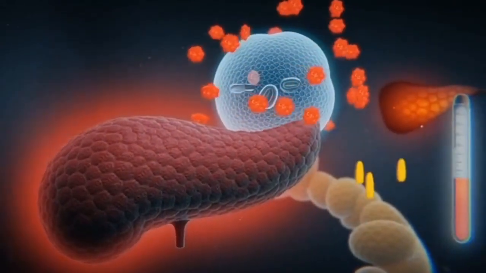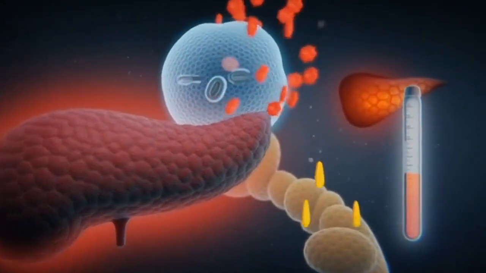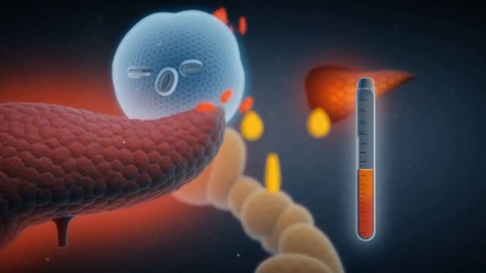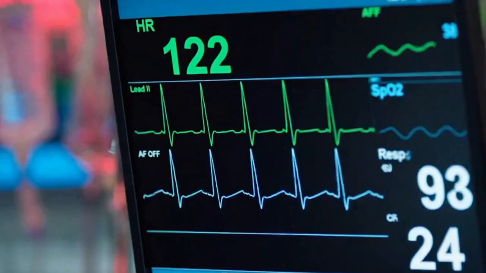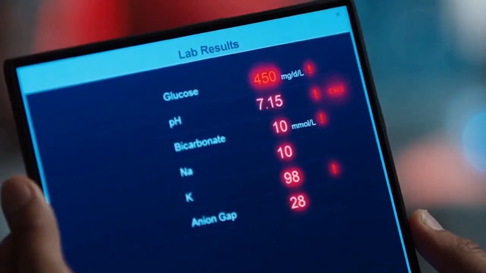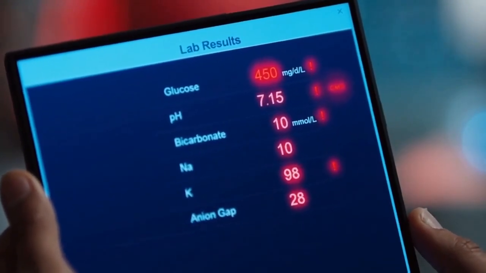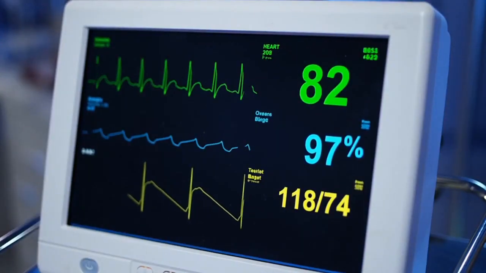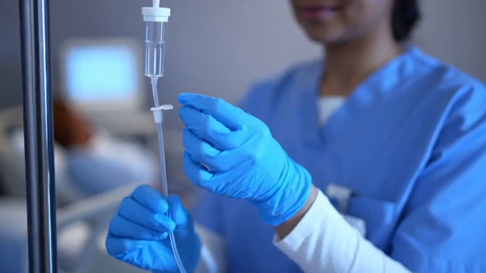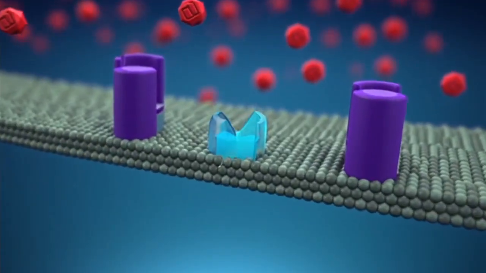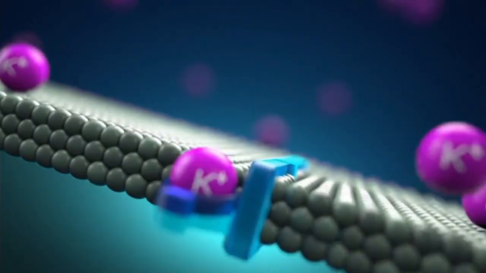Diabetic ketoacidosis, or DKA, is one of the most common and most dangerous endocrine emergencies you'll face in clinical practice. It carries a mortality rate of up to 5%, even with treatment, and mismanagement can be fatal. This video walks through the pathophysiology, the diagnostic criteria, and the evidence-based treatment protocol, step by step, the way you need to know it for both clinical practice and board exams.